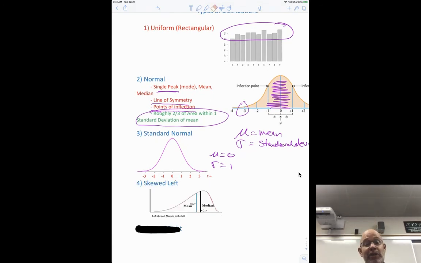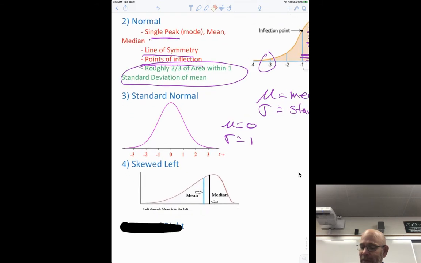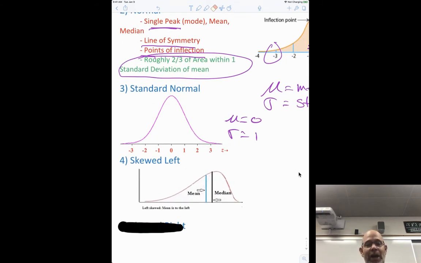Not all curves are normal, so some get what are called skewed. Okay, this graph is called skewed left. Sometimes people want to call it skewed right. I can see the logic to both of them, but if there's a little extra tail on the left-hand side, it's called skewed left. And in a skewed left distribution, the mean would be to the left of the median. And we'll talk about median a little bit more.